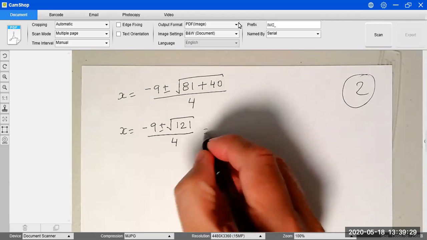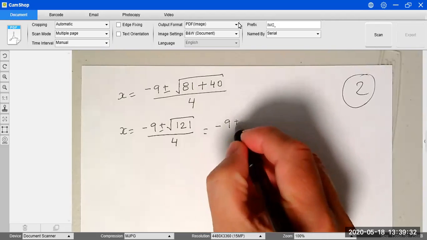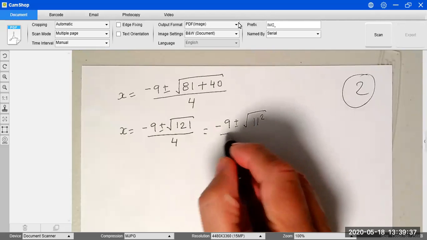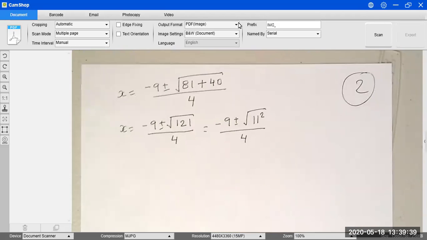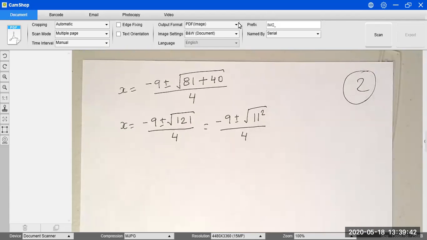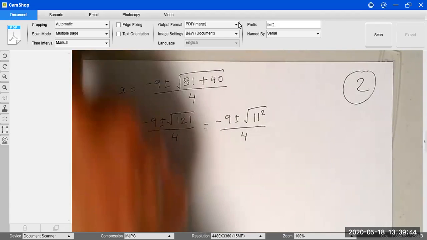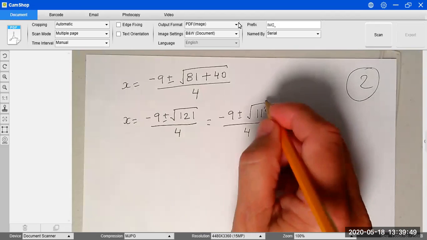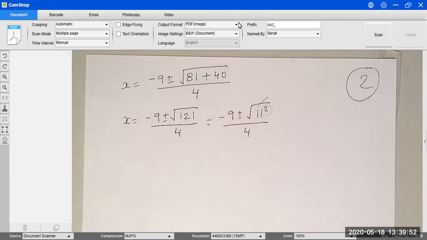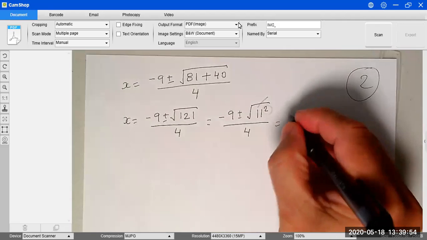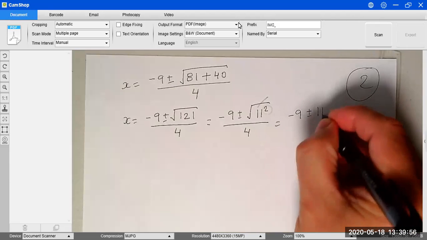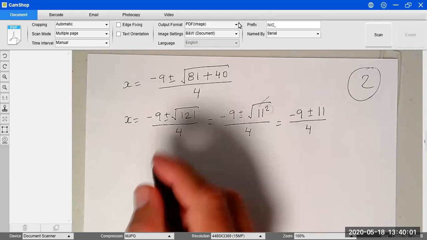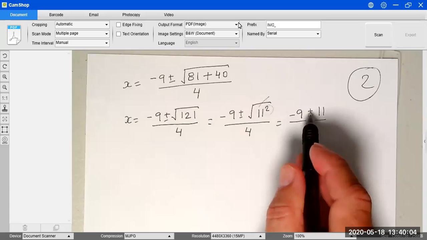So we can write that as negative 9 plus minus, and 121 is 11 squared, then over 4. So 11 squared, and so the exponent and the radical can be cancelled. So we remove this exponent, we remove this radical sign. So we're going to end up with negative 9 plus minus 11 over 4. So now we have two solutions because we have a plus minus here.